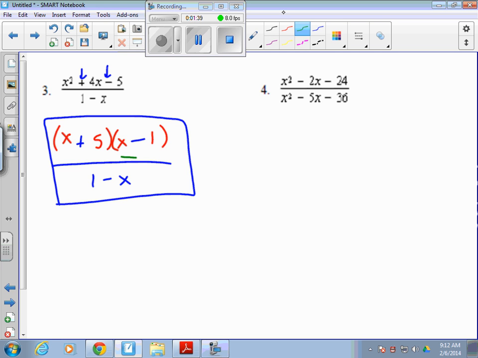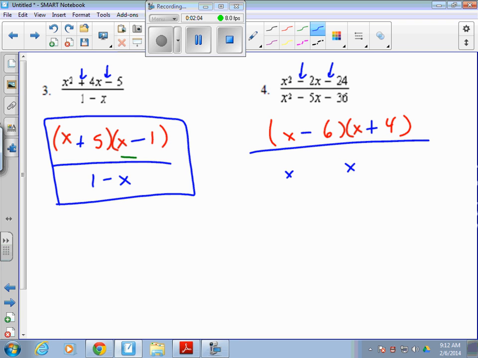Number 4 says x squared minus 2x minus 24 over another trinomial. Let's do the top one first. So we have x times x, and then you have to find your factors of 24 that are going to get you to 2. 6 and 4 are the only ones that are going to get you to 2. So you have to use 6 and 4. This one tells you that they're going to be opposite signs. This one tells you the bigger one's negative, so that one's going to be negative. This one's opposite, positive.